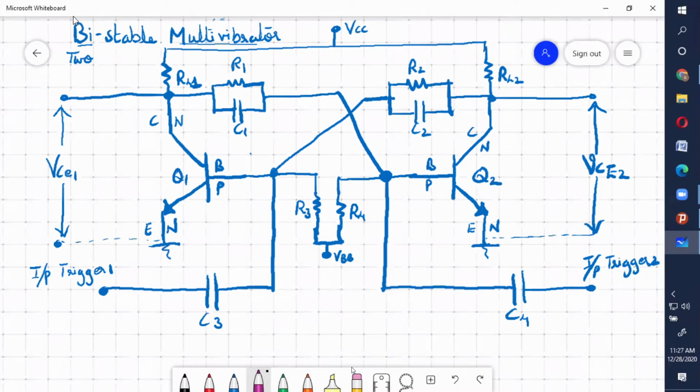Students, have you finished copying that? Students, have you finished copying it? Shall we go for the working principle explanation?